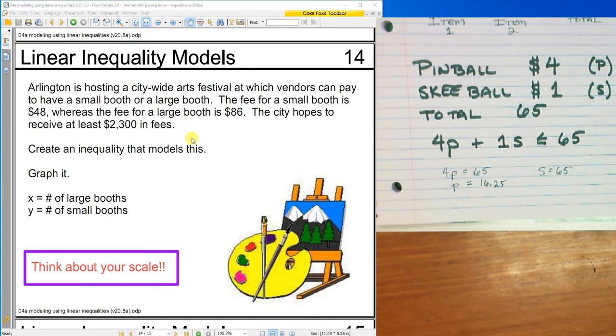Arlington is hosting a citywide arts festival. They can have a big booth or a little booth, and they want to make at least this much money. So $48 times a little booth plus $86 times a big booth needs to be greater than or equal to $2,300. And we could graph this and find all the possible solutions. Actually, we will graph this one.